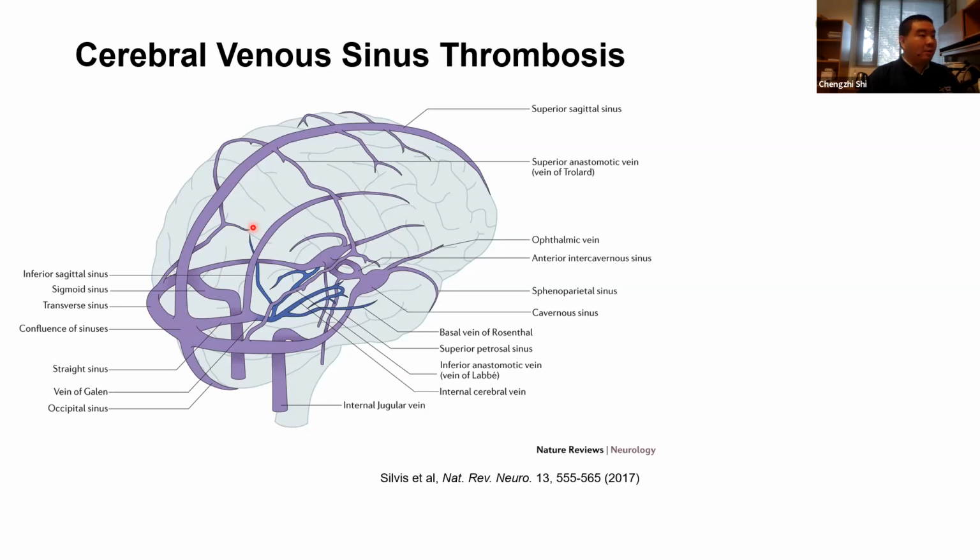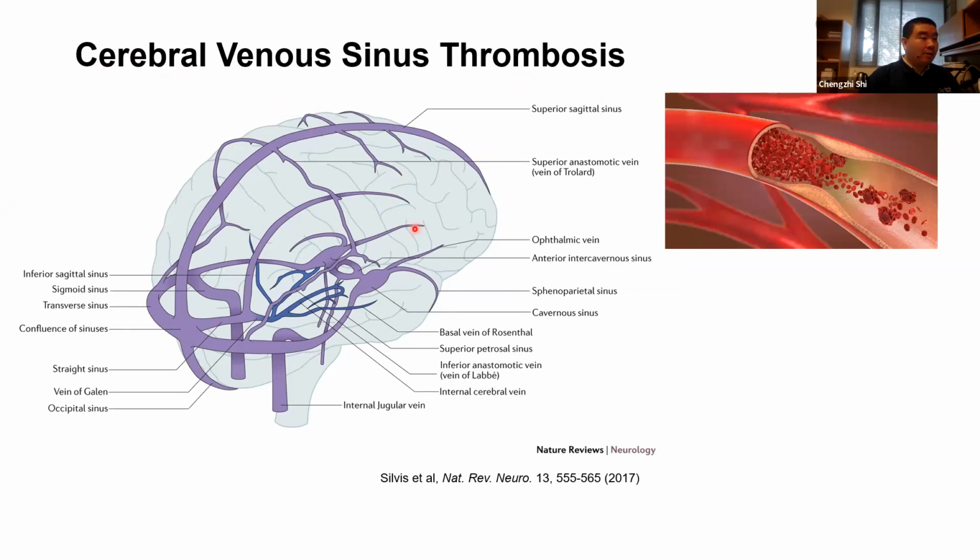It's a type of stroke, but normally when we talk about stroke, we are talking about blood clot formation in the artery inside the brain. The difference between cerebral venous sinus thrombosis and the normal stroke in the artery is that in this so-called CVST, we have the blood clot formation inside the venous sinus here. You can see this is the anatomical structure of our brain, and we have this complicated structure of the venous sinus.